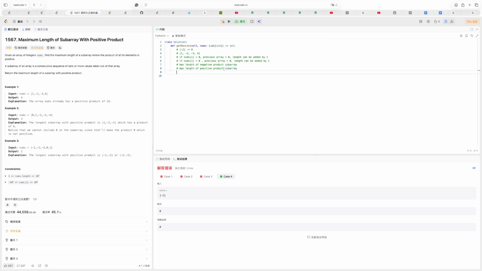Okay, I came up with some idea, like we can define dp[i] as, it can return 2 values, like the maximum length of negative product subarray ending at nums[i], and yeah, negative and positive.